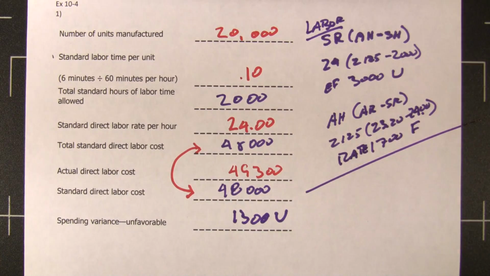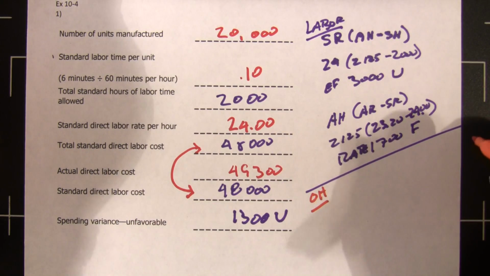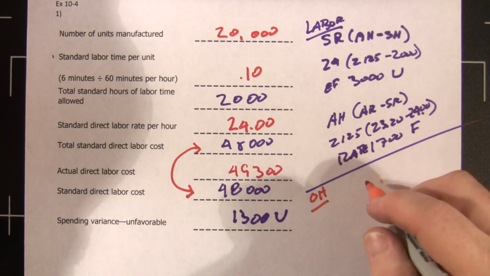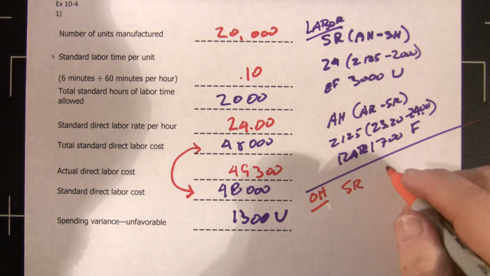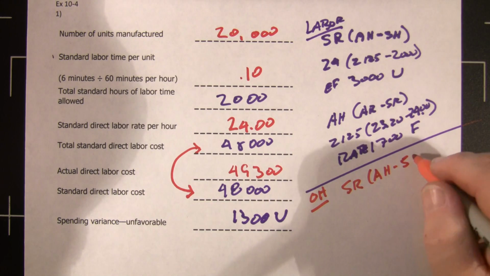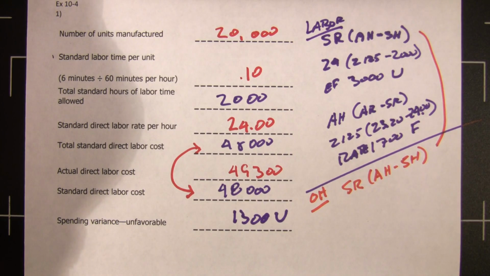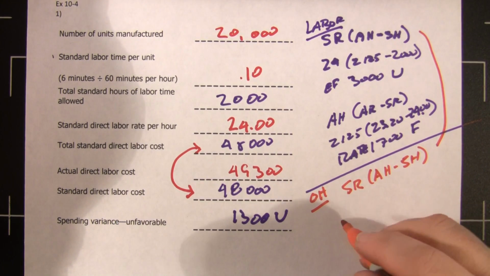Now, I'm going to switch colors because we're going to be doing the overhead variances, and they look a lot like the labor variances. I'm going to switch to orange, and we're going to do the same thing, but for overhead. And overhead, again, this should look real familiar to you. Standard rate times actual hours, hours is the driver, minus standard hours. Look familiar?